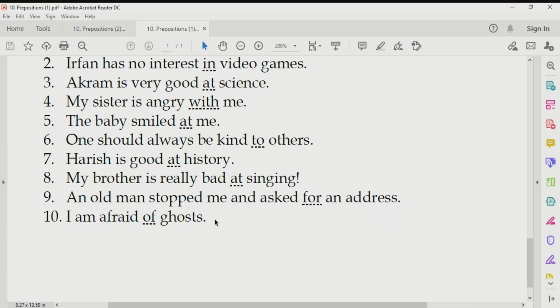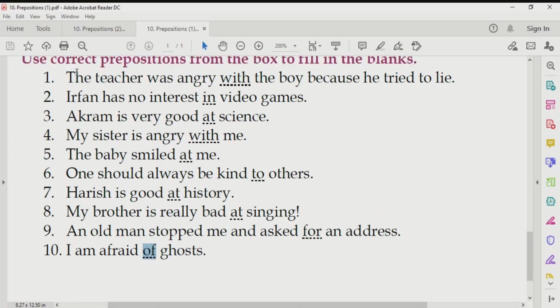And the last one, I am afraid of ghosts. Whenever we are afraid of something, always use the preposition of. Now, do not get confused with sentences like the earlier ones, because there we are talking about being happy or being angry, but here we are afraid. So, we will use the preposition of.